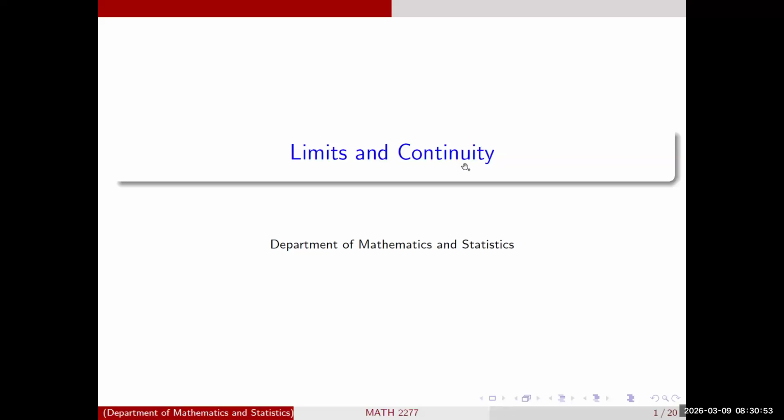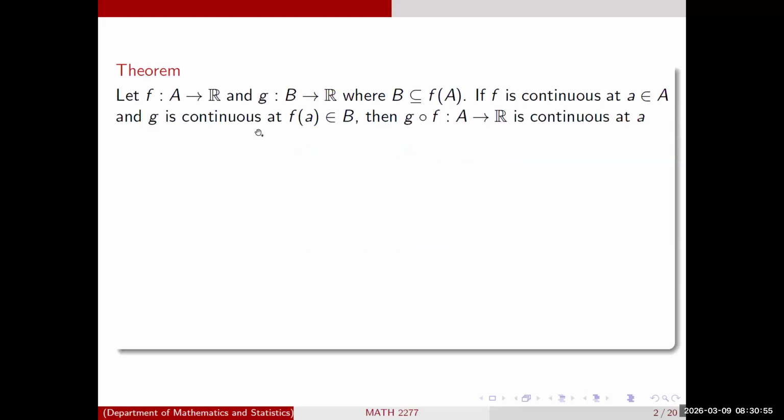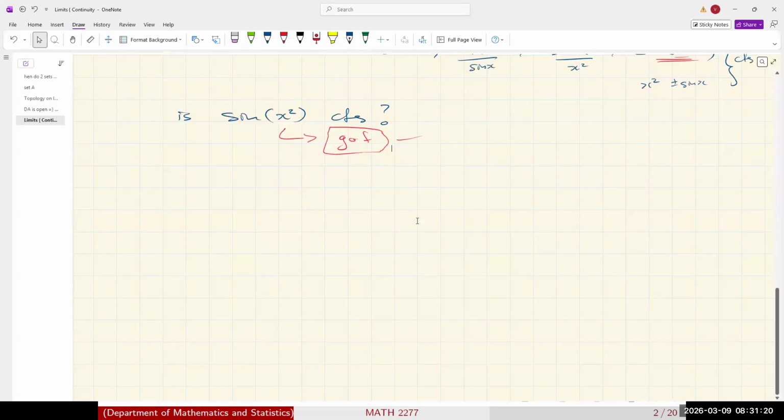Okay, so that's what we're going to now show: that the composition of continuous functions is continuous. This one has a bit more setup to it. Let f be a mapping from A to R and g be a mapping from B to R, where B is contained in the range of f. Okay, so all that means, because we want to talk about composition, right?